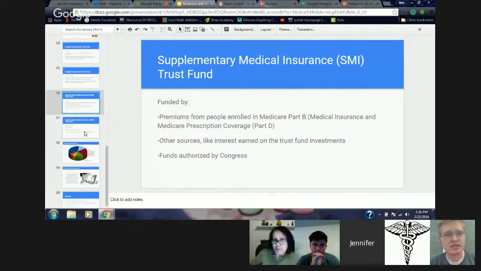Perfect. So we see here that the second major trust fund for Medicare is called the Supplementary Medical Insurance, or SMI Trust Fund. The money for this trust fund comes mainly from the premiums that people pay for Medicare Part B or Part D insurance. It's also funded through interest earned on trust fund investments. And the important thing to remember is that this funding is always authorized by Congress.